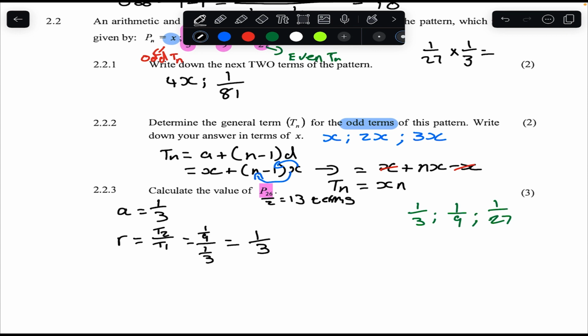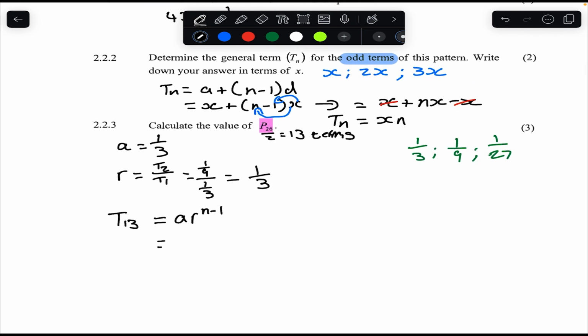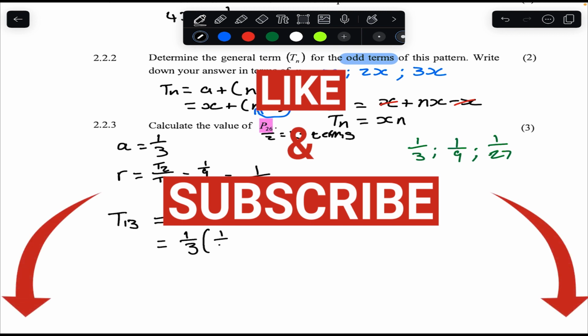So now I can just do the substitution. And the important part is I need to go get what would be T13 specifically for that sequence, because everything in between those would have been my arithmetic. So when we look at this, it would be T13 is equal to my a value, which is then a r to the n minus 1. So my a value, which is a third, multiplied by my ratio, which is also a third.